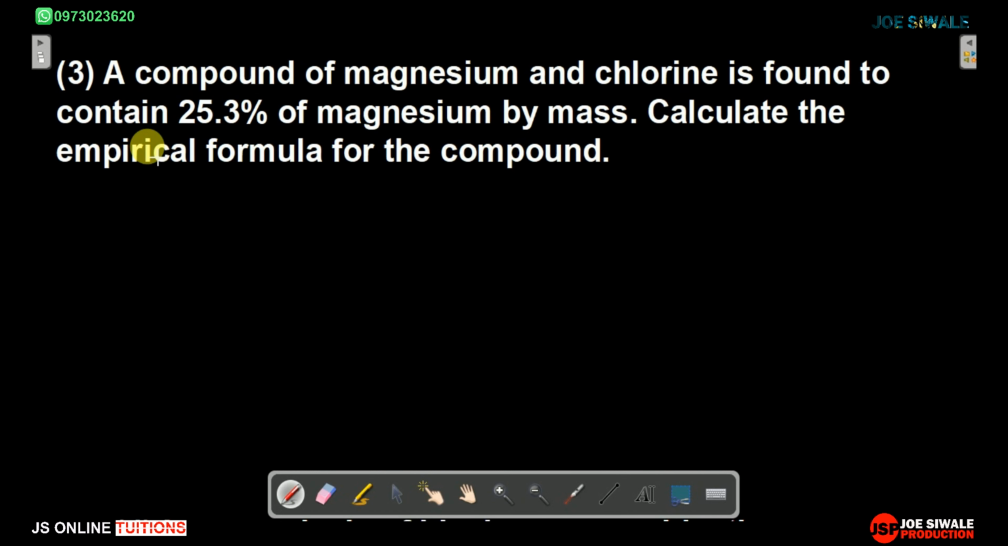So question 3 reads, a compound of magnesium and chlorine is found to contain 25.3% of magnesium by mass. Calculate the empirical formula for the compound. So the first thing that you need to do is to identify the elements. So we have been given magnesium there and chlorine.